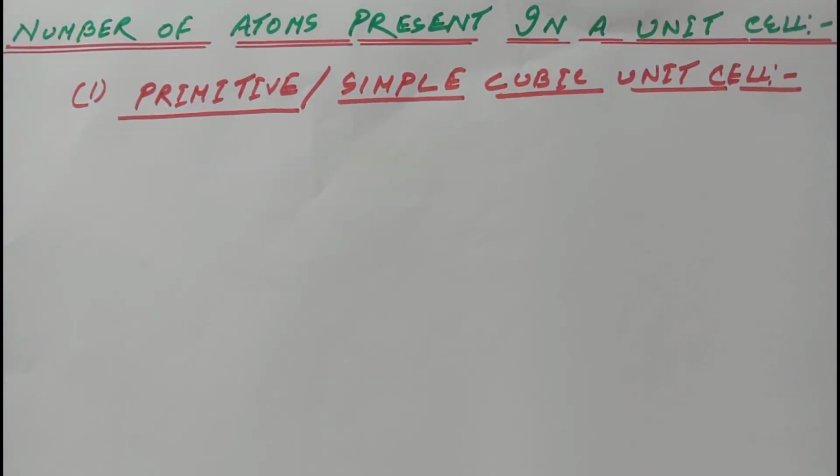So we all know that any crystal lattice is made up of an infinite number of unit cells. Now I am drawing a crystal lattice in which each corner atom of one unit cell is shared between 8 other unit cells.